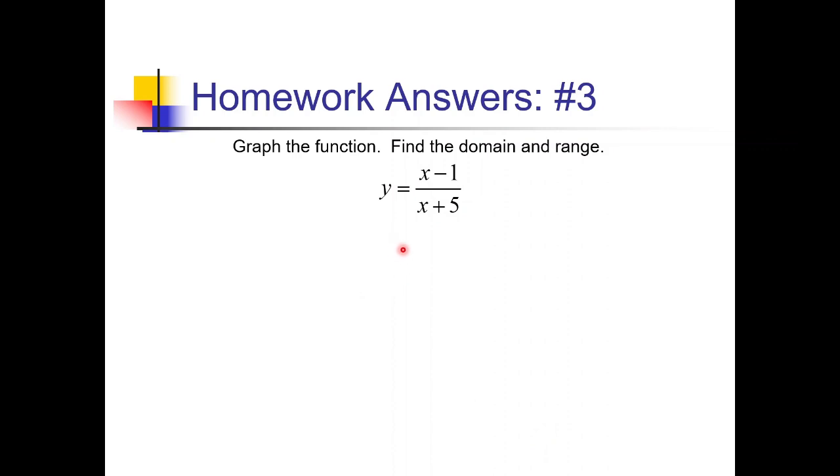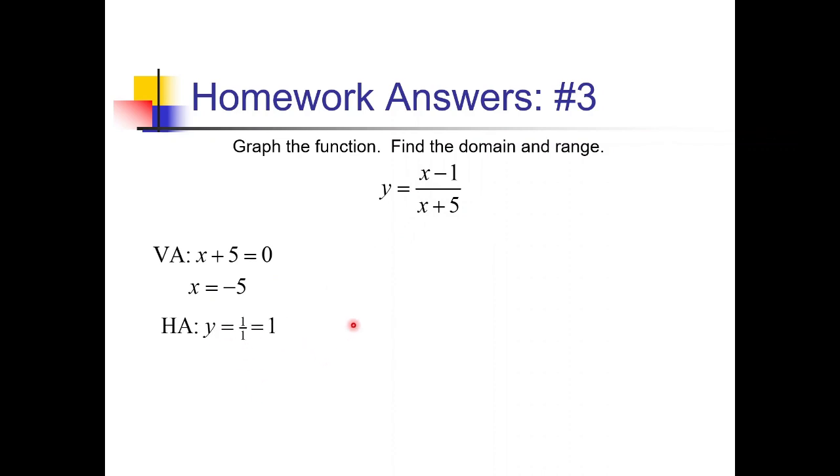For this problem, we're going to start by finding the asymptotes for this one. So we have a vertical asymptote wherever x plus 5, the denominator, equals 0. So that would be at x equals negative 5. For the horizontal asymptote, we take the ratio of the lead terms. So we have 1 over 1 for the x over x here. So that's just y equals 1 for that.